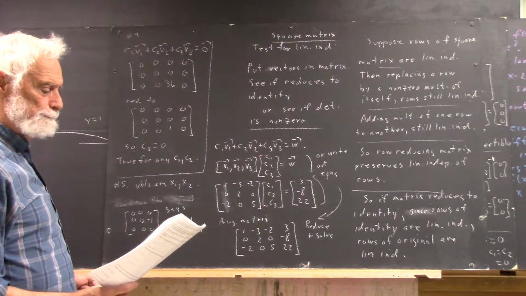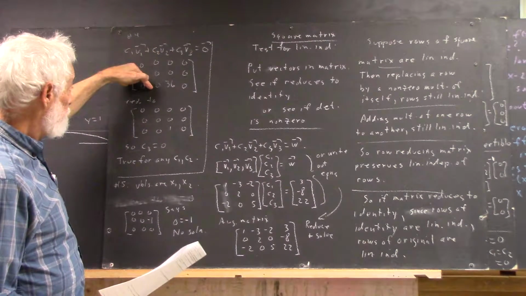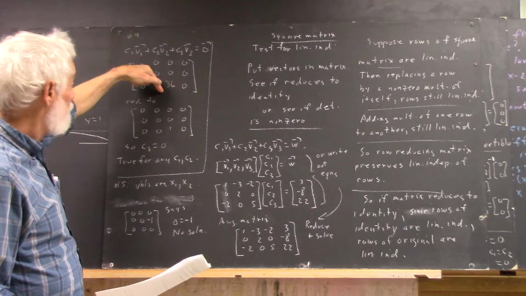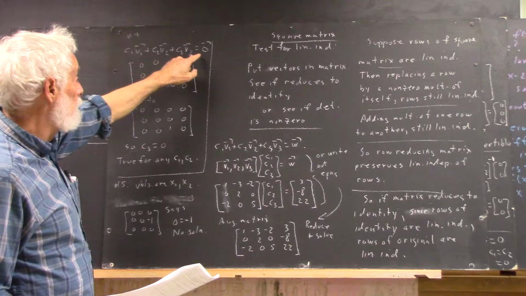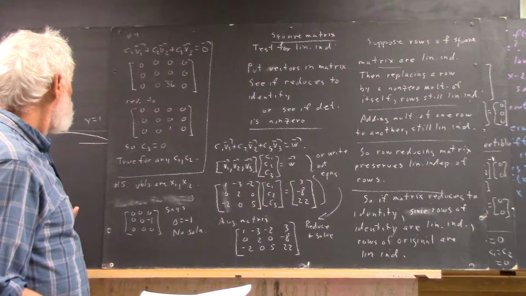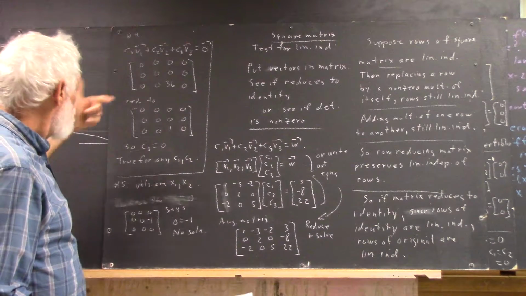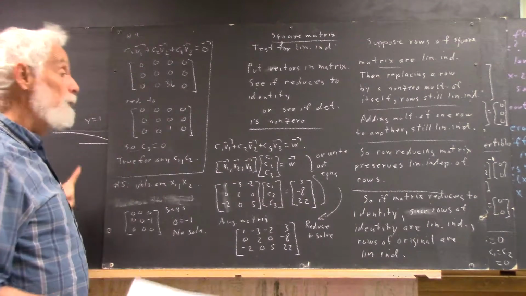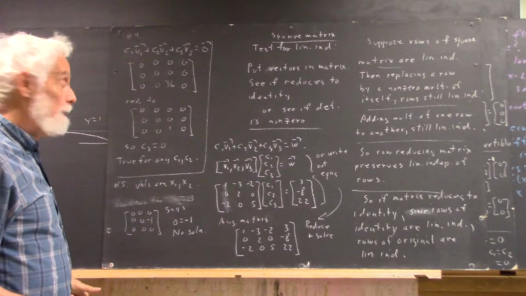Now for vectors v1 equals 0, 0, 0, v2 equals 0, 0, 0, and v3 equals 0, 0, 36, the equation c1 v1 plus c2 v2 plus c3 v3 equals 0. Does the equation have solutions? Okay. Does it have non-trivial solutions? Are these vectors linearly independent?